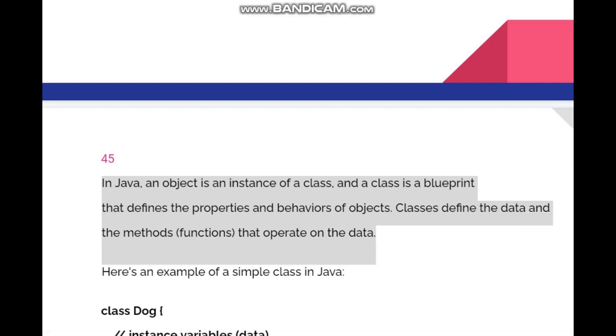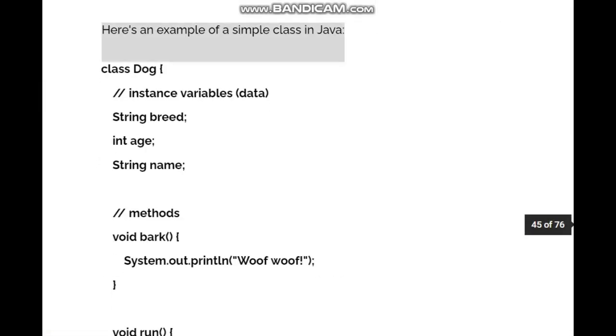Classes define the data and the methods, functions, that operate on the data. Here's an example of a simple class in Java. Class Dog. // instance variables, data. String breed. Int age. String name.